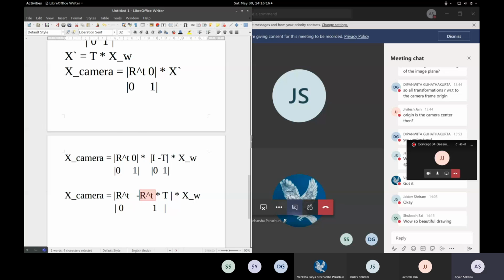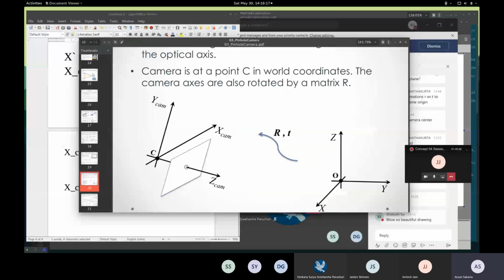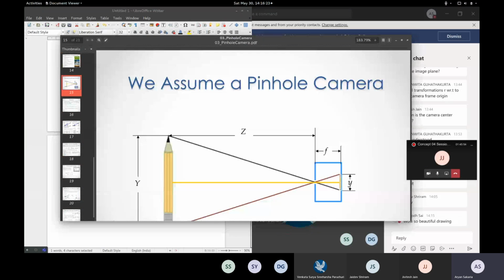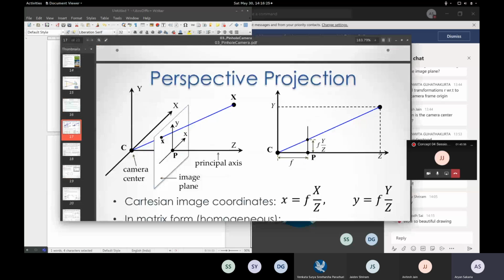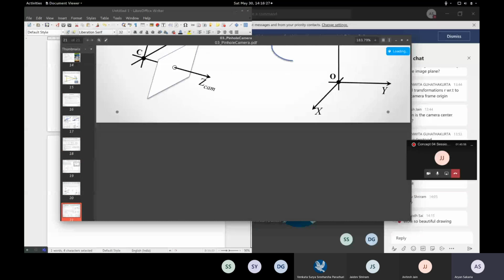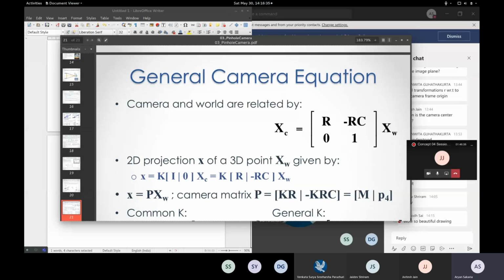So in this slide that I'll upload, it's wrong. If R and T describe the pose of the camera, this should be R transpose, not just R. Because you can't have the same rotation twice to give you the original orientation. Does that make sense?